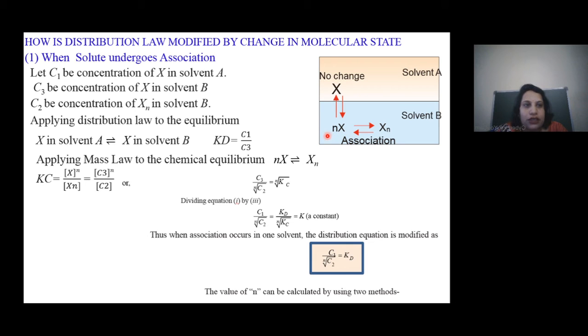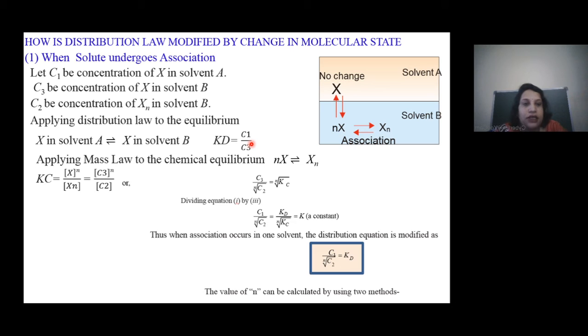Now, some molecules are present in A, some in B, and some molecules are associating. Suppose C1 is the concentration of X in solvent A, C3 is the concentration of X in B, and C2 is the concentration of XN. Now we have to apply the laws. When the distribution law is applied, we take C1 upon C3, the concentration of X in the first solvent over the concentration of X in the other solvent. That is the distribution constant KD.